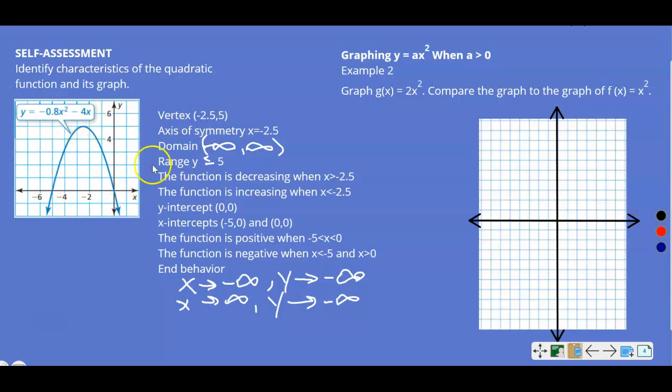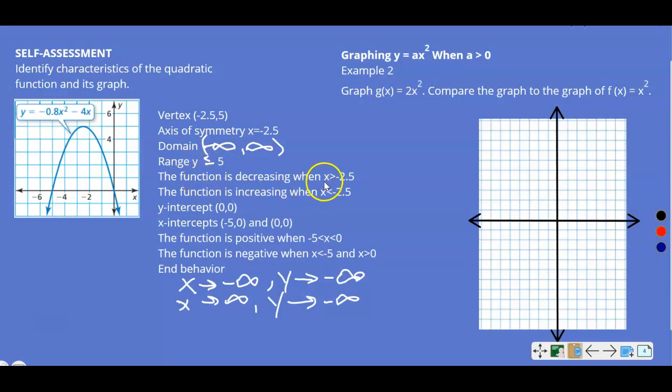So we found the vertex. The vertex is going to be about (-2.5, 5). The axis of symmetry goes right through the vertex, so it's going to be x equals -2.5. Your domain goes left and right infinitely with arrows, so -infinity to infinity. Your range is all your y values, so it's going to be everything below 5, so you write that as y less than or equal to 5.